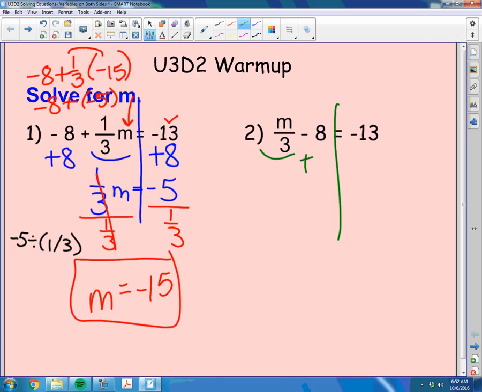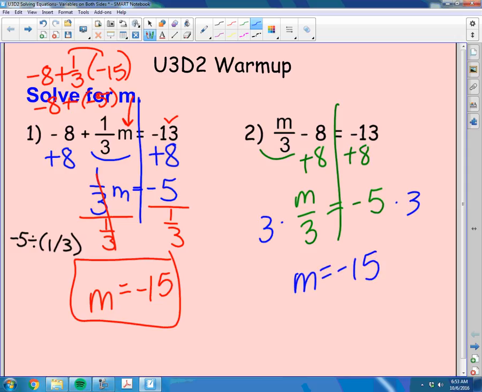Done. Plus 8, plus 8. We have m divided by 3 equals -5. The inverse of dividing by 3 is multiplying by 3. So we end up with m equals -15 on this side as well.